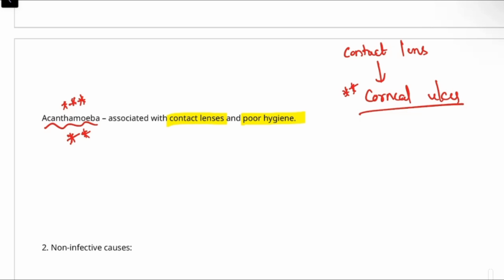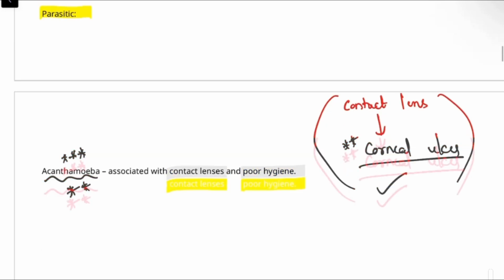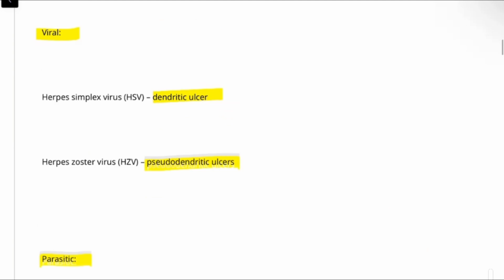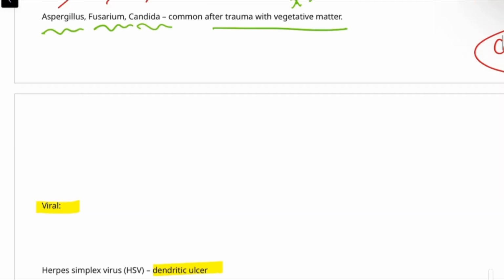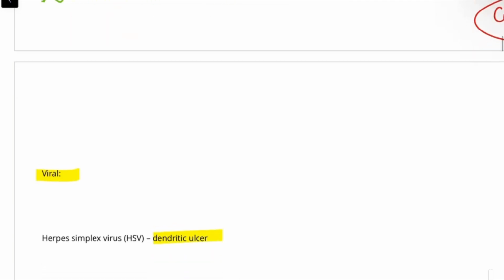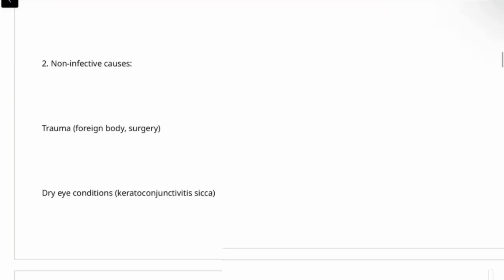Patient comes with complaints of pain, decreased vision, increased watering, redness, etc. So with this history, you can say it is Acanthamoeba corneal ulcer. With the history of vegetative matter, trauma, and now coming with symptoms of corneal ulcer, then you can say it is a fungal corneal ulcer. Then these were the infective causes: bacteria, virus, fungi and parasites.